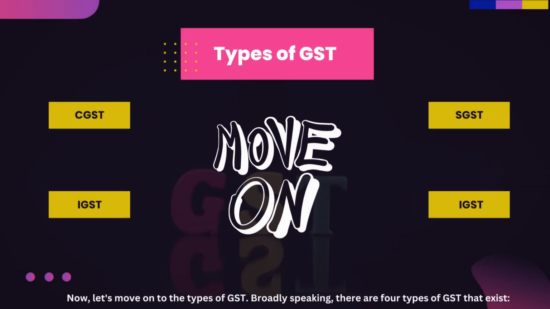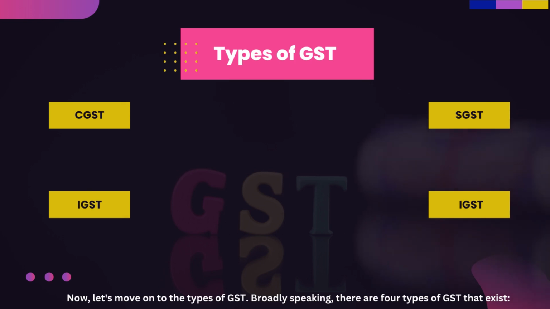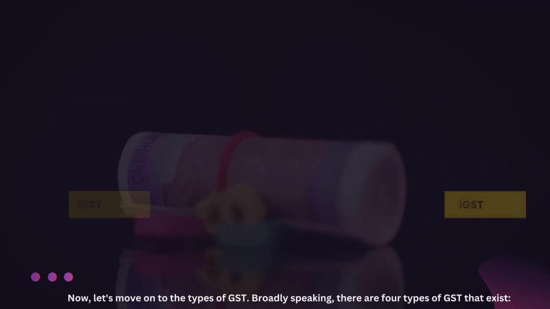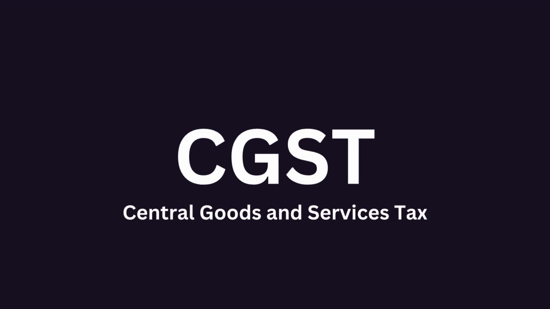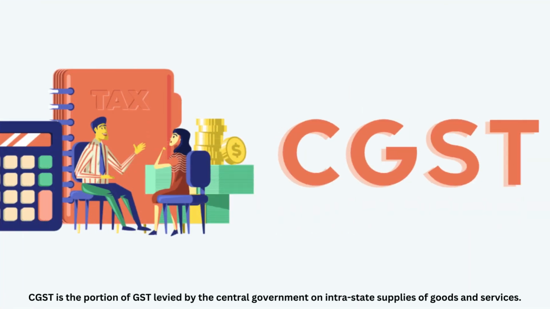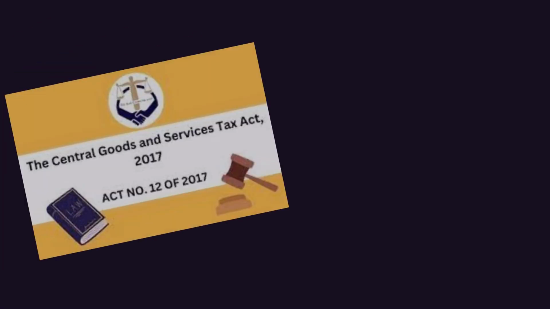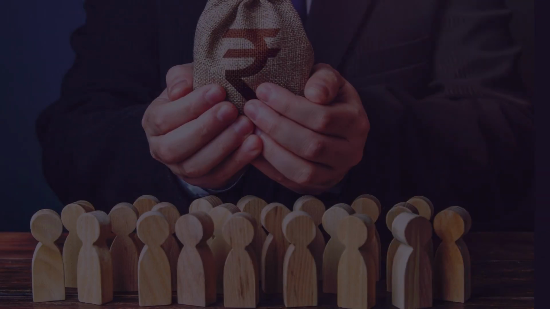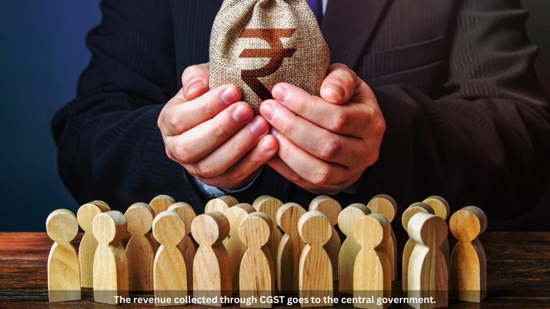Now, let's move on to the types of GST. Broadly speaking, there are 4 types of GST that exist. Central Goods and Services Tax, CGST, is a portion of GST levied by the central government on intrastate supplies of goods and services. It is governed by the Central Goods and Services Tax Act. The revenue collected through CGST goes to the central government.